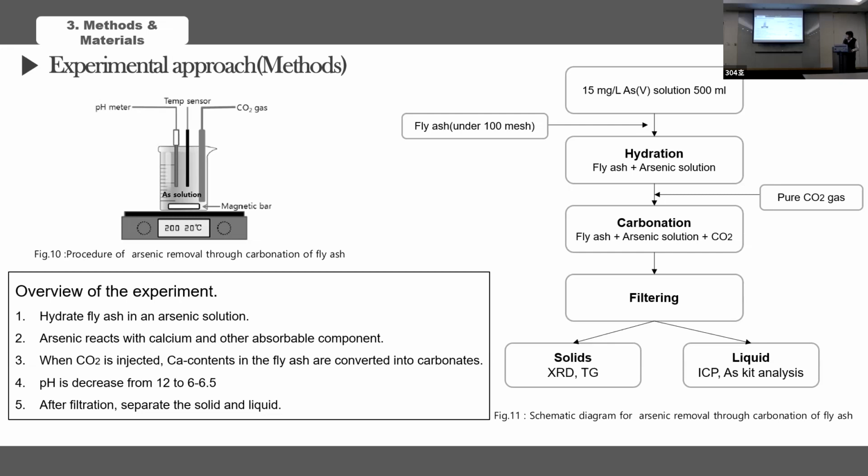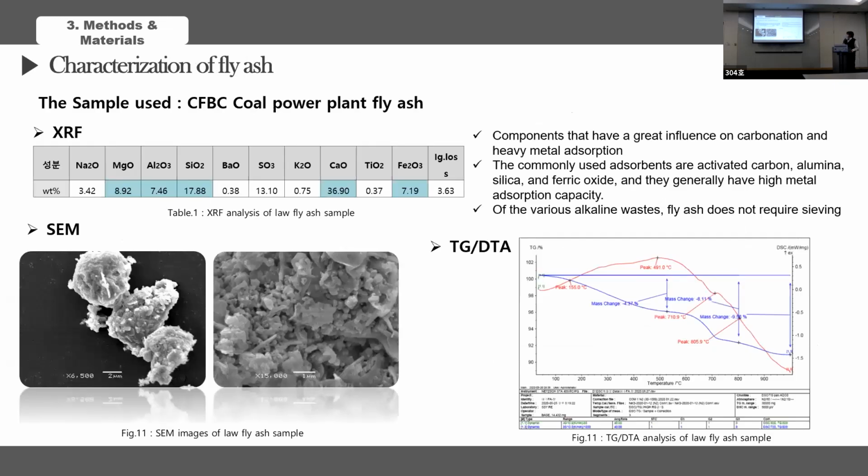주로 솔리드는 XRD나 TGA를 이용해서 결정상이나 이산화탄소 고용량을 확인하게 되고, 액체 샘플은 ICP나 비소 키트 분석을 통해서 이온 형태의 성분 물질을 확인할 수 있습니다. 그리고 제가 이번 실험에서 사용한 플라이애쉬 샘플에 대해서 설명드리겠습니다.